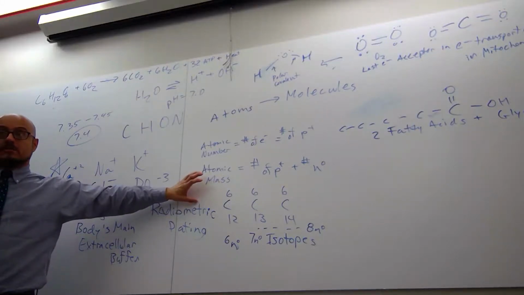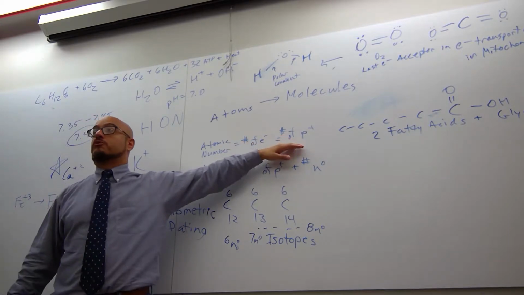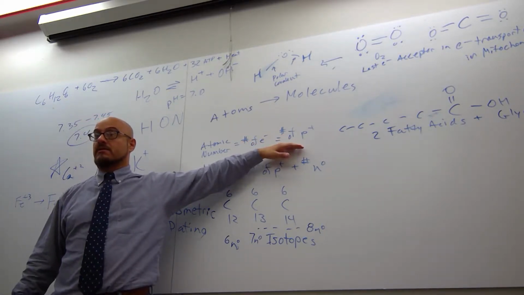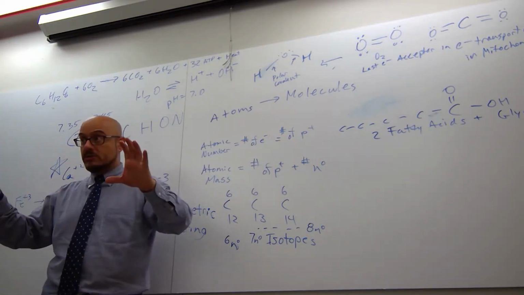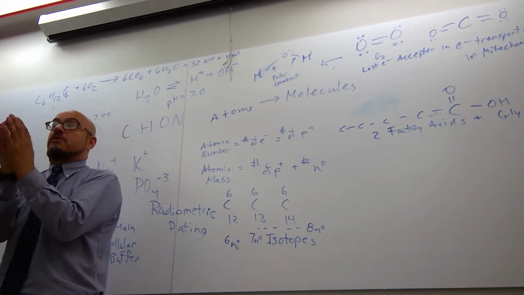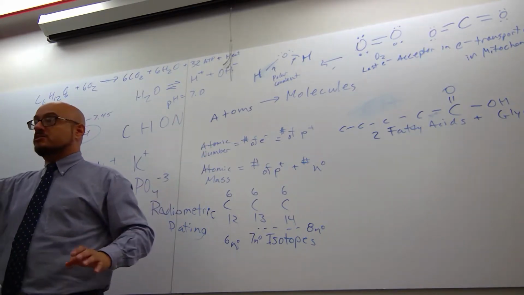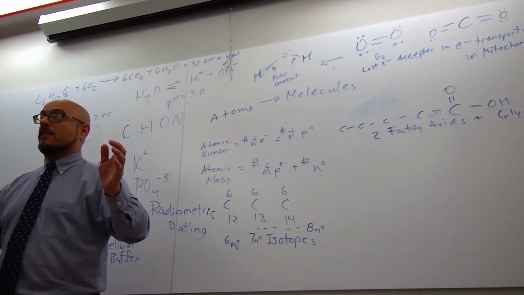Only on the periodic table, yeah? The number of electrons will always equal the number of protons. Does everybody see that? So on the periodic table, always, protons and electrons will be equal because all of the atoms that are on the periodic table should be neutral. There should be no excess positive or negative charges there.